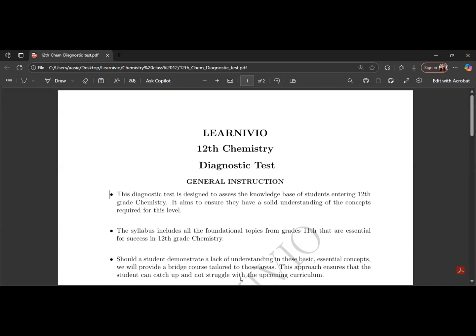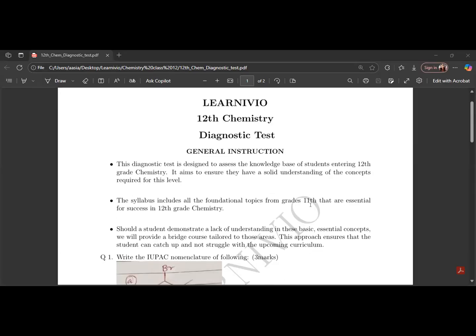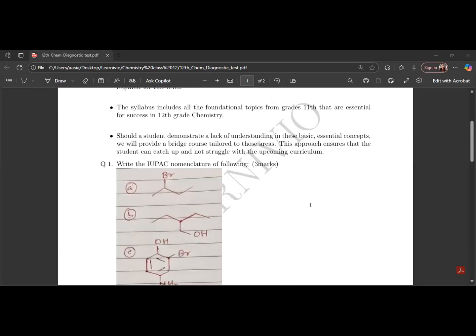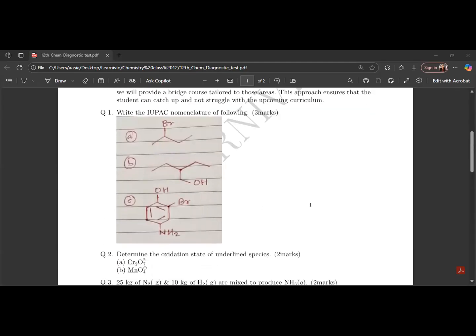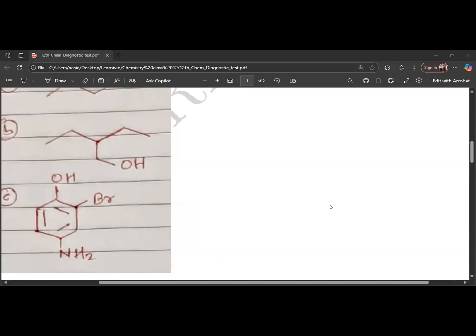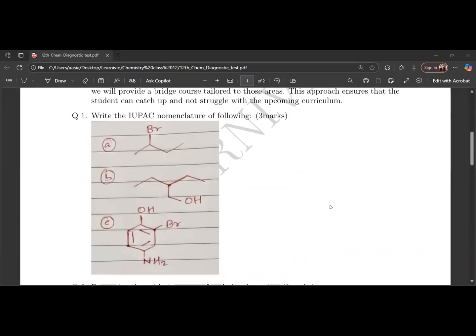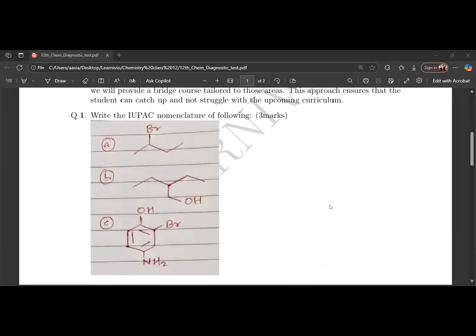Is it visible? Yes. Okay, see, this is your question paper. Basically, it consists of five questions, right? And marks are mentioned over here. First one, you have to write down the IUPAC nomenclature of the following. Now, first try to write down in your notebook. After that, tell me the answer one.